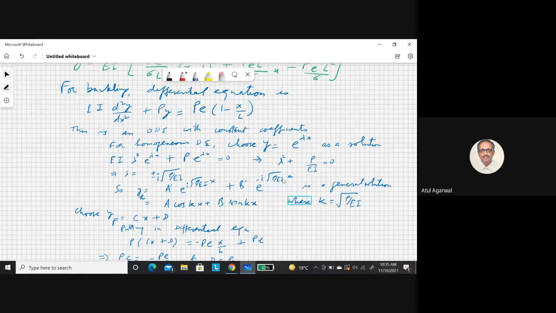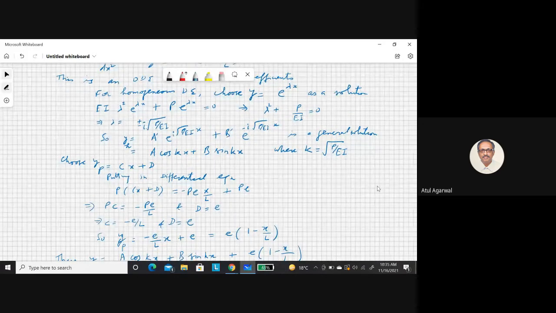Now, what is the particular solution for this differential equation? You see, the right hand side term is not 0. It is some linear function of x, others are constant. So you can choose a particular solution as Cx plus D. So you go back to your books in mathematics. This is the way you try to find a general solution for the differential equation. Now, if you put this in the differential equation, you will be able to get constants C and D.